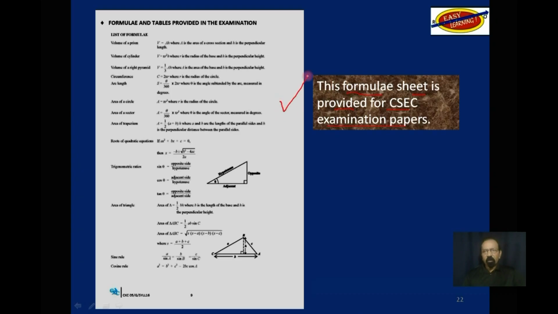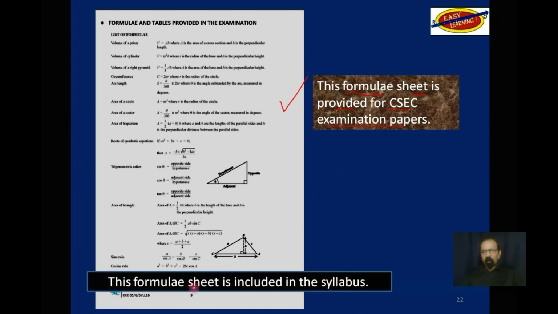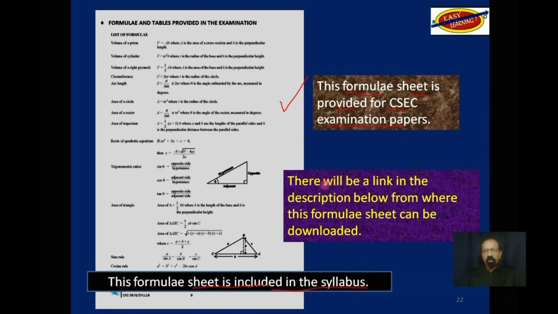Another reminder, this formula sheet that you see on the left is provided for CSEC math examination papers. This formula sheet. It is included in a full copy of the syllabus. Just in case you do not have a full copy of the syllabus, there will be a link in the description below from where this formula sheet can be downloaded.